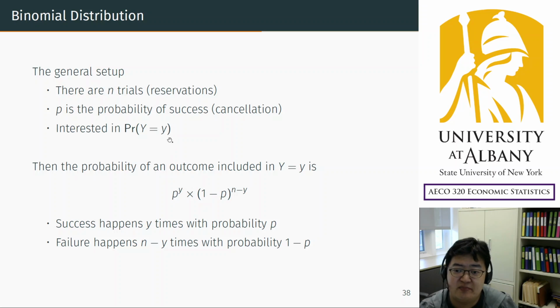I already specified that the number of successes equals lowercase y, so success happens y times. So the success probability p must have happened y times. And what's remaining is the failure. Even if I'm only writing the number of successes, it also includes the other side's information. So the failure happened n minus y times. Out of n times, y were successes, so the other n minus y must be failures. A failure probability 1 minus p happens n minus y times.